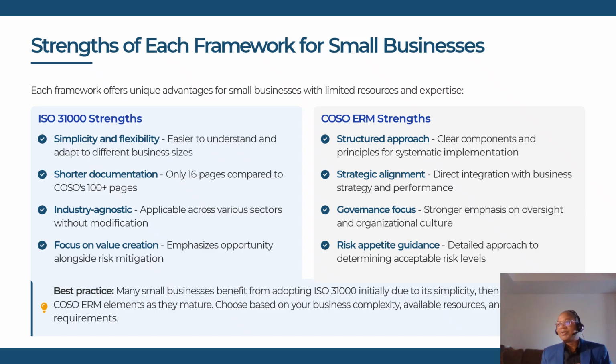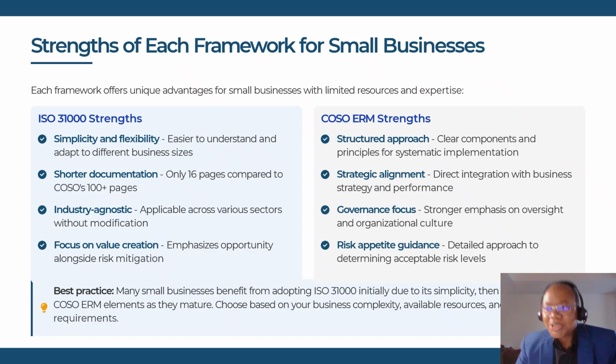The COSO ERM also has strengths: a structured approach, with clear components and principles for specific implementation. Strategic alignment, direct integration with business strategy and performance. Governance focus, stronger emphasis on the oversight function of leaders of the organization. Risk capital guidance, a detailed approach to determining acceptable risk level. After your assessment, you're able to determine which is too high and which is too low. You determine a threshold of risk that you can accommodate as an organization.